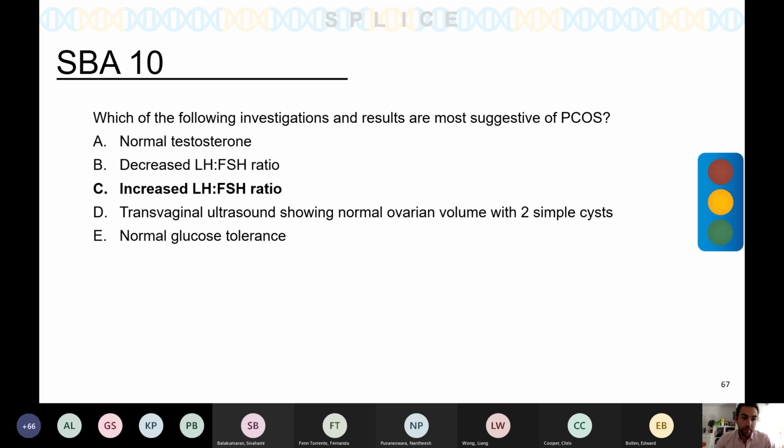And the answer that is most suggestive is increased LH-FSH ratio. Don't ask me why. I don't know the physiology of this. I don't think they fully understand how and why it happens. But yeah, and normal testosterone. So it can be normal, but it also can be raised. So that's why I left it. That's why I didn't put that as a single best answer.